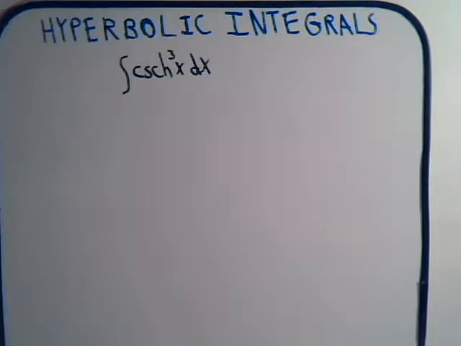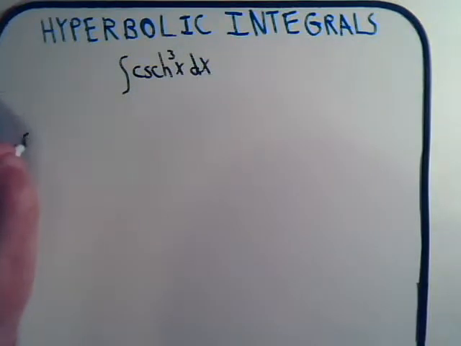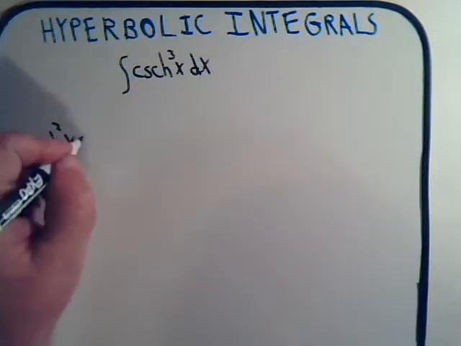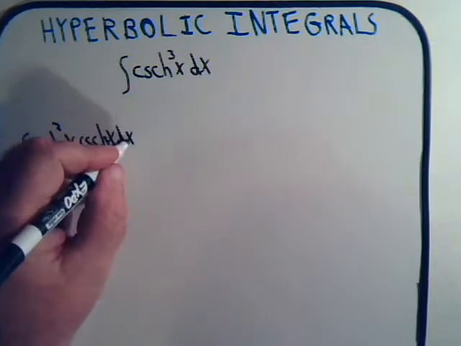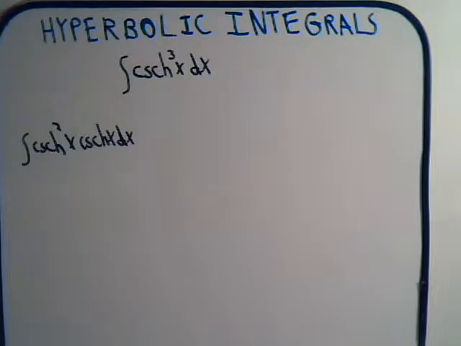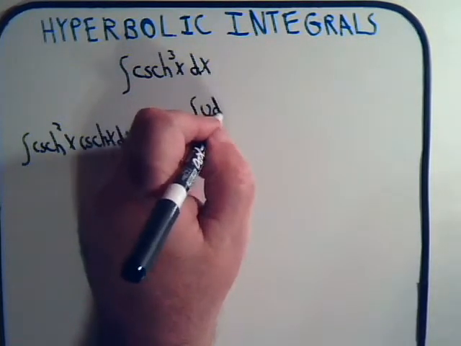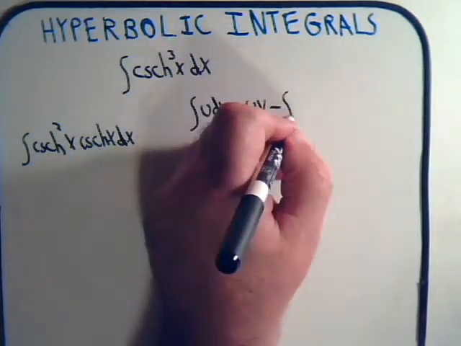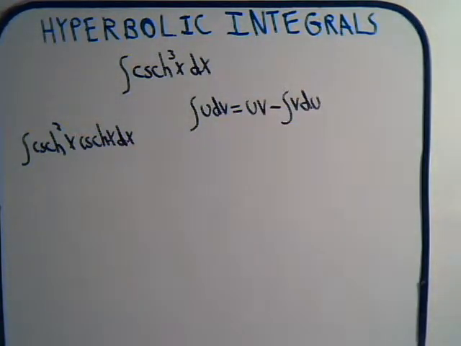And we're going to try and follow the exact same formula as we did before, writing this like the hyperbolic cosecant squared of x times the hyperbolic cosecant of x dx. Not using any hyperbolic identities in here, just breaking it up. And remembering now that the integral of u dv equals uv minus the integral of v du. And here's where we have to be careful now.